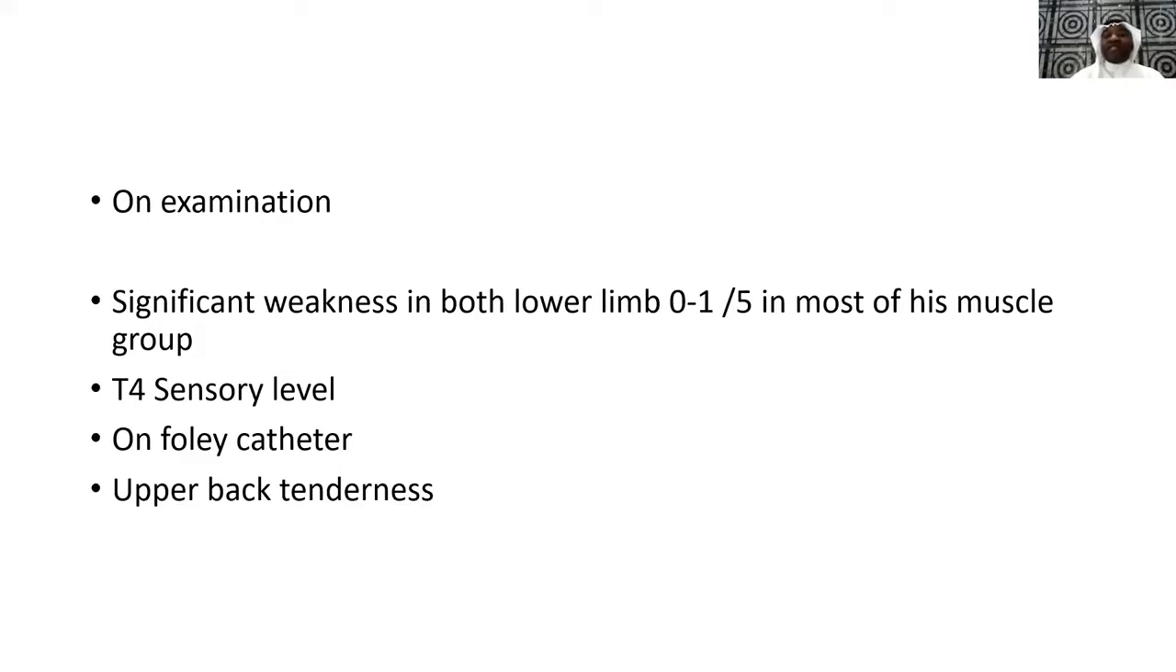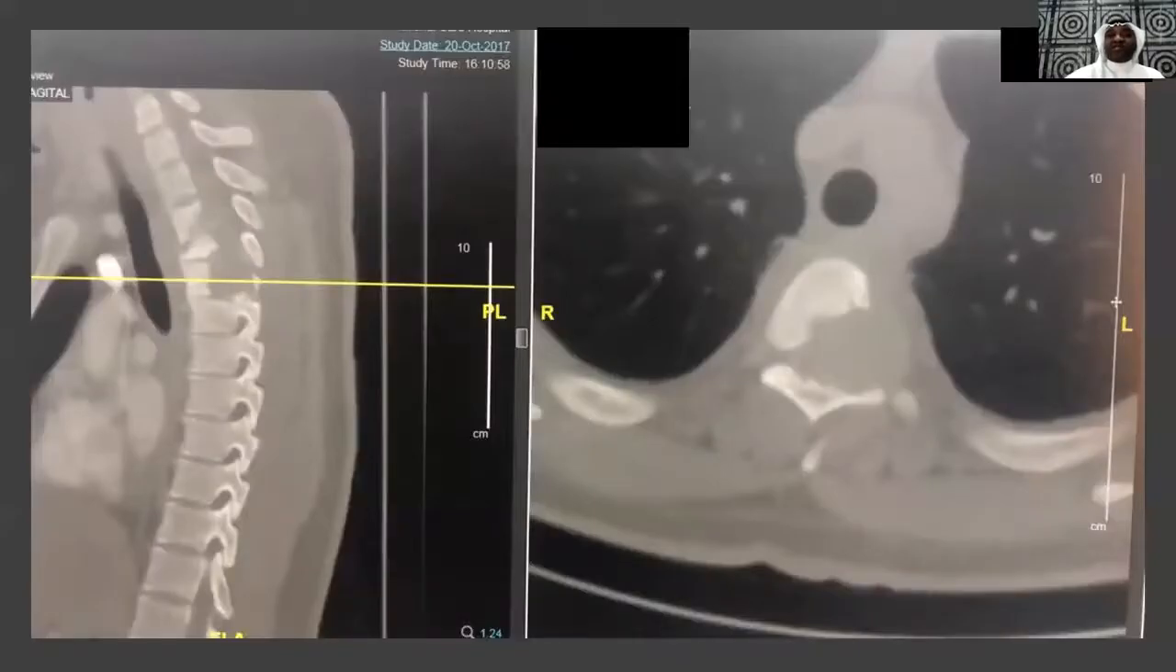When he came, his examination showed severe weakness. He's only flickering in one of his legs, with most of his muscle groups 0/5, and he has a sensory level, and he was fully catheterized. He is complaining of back tenderness. This is his CT scan. It clearly shows a destructive lesion. This is his T4, by the way.